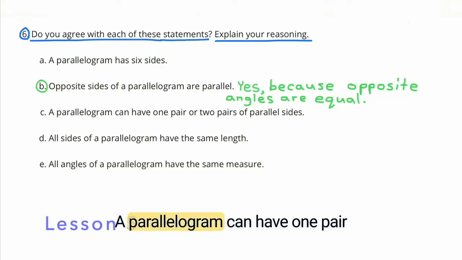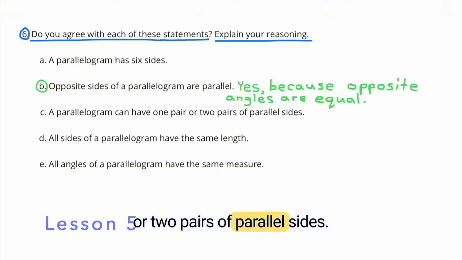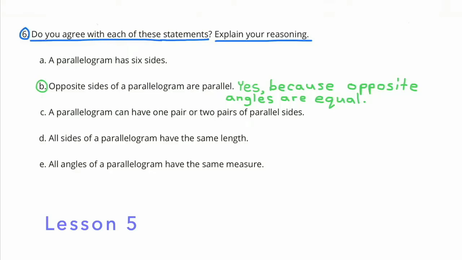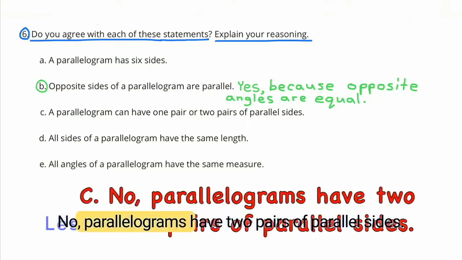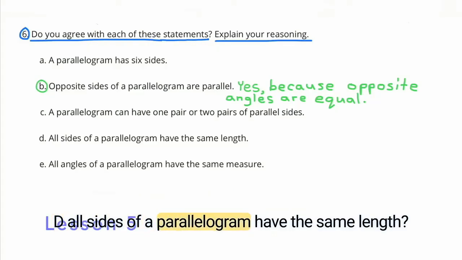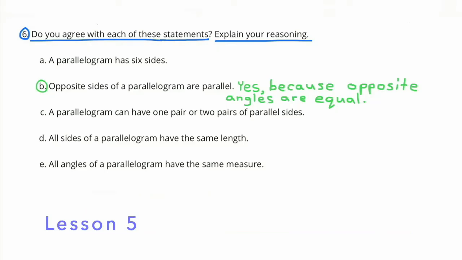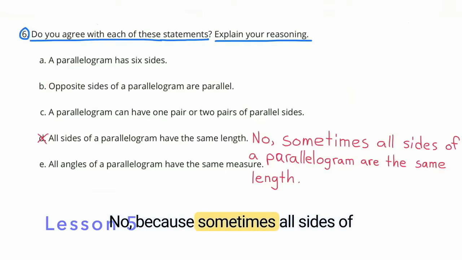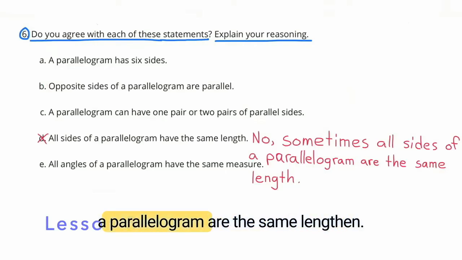C. A parallelogram can have 1 pair or 2 pairs of parallel sides. No. Parallelograms have 2 pairs of parallel sides. D. All sides of a parallelogram have the same length. No, because sometimes all sides of a parallelogram are the same length.